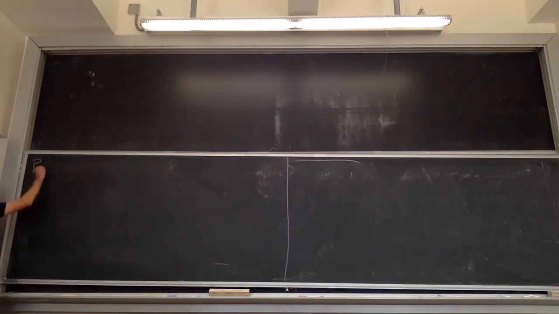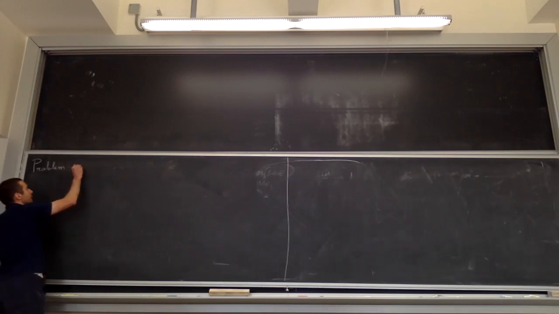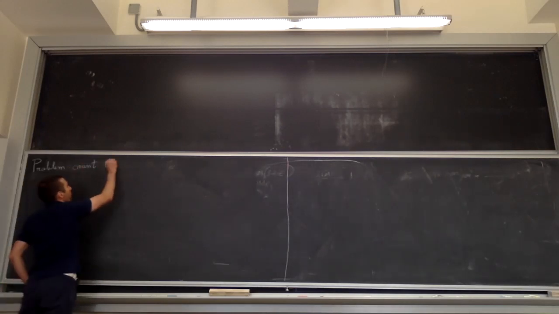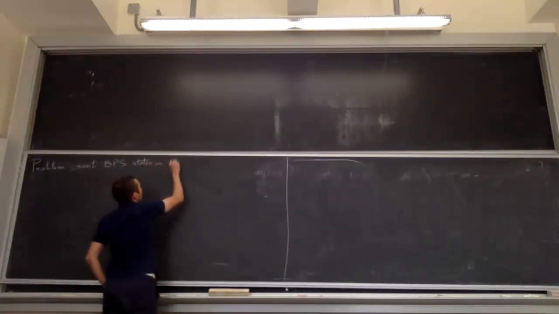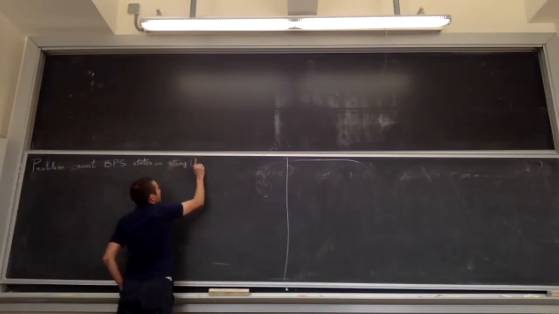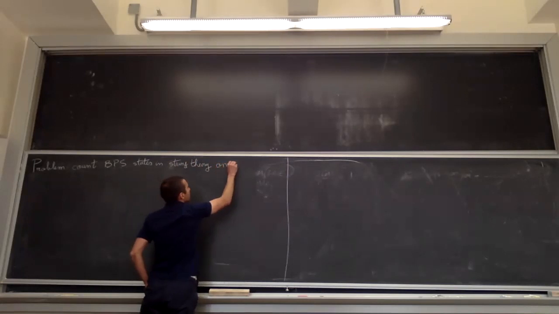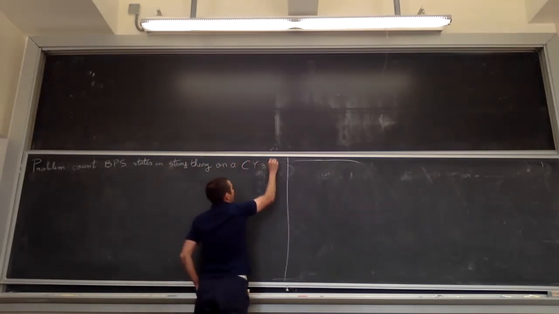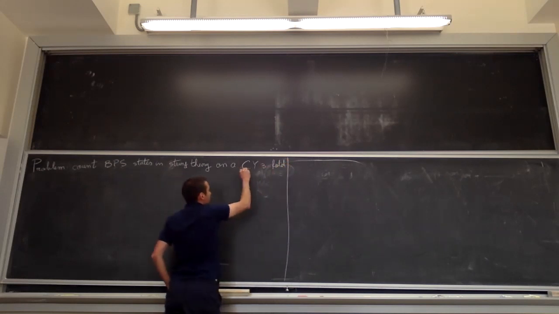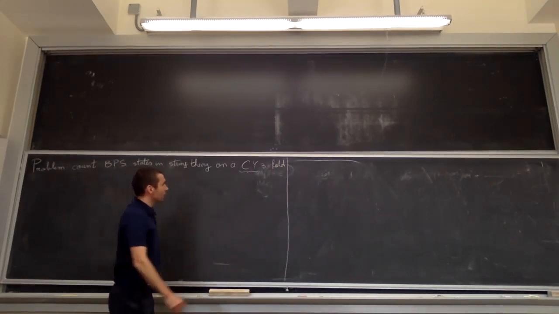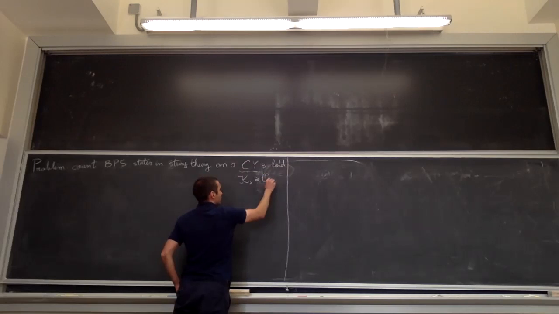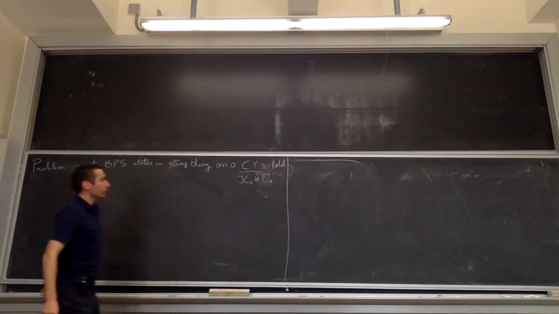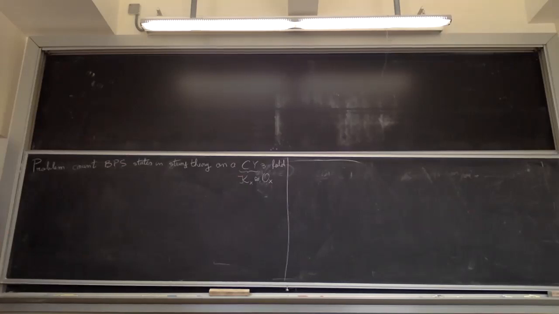All right, the problem which motivated pretty much the project that this talk is based on is counting BPS states in string theory on a Calabi-Yau threefold. Threefold is pretty clear, complex dimension three. The Calabi-Yau condition for the purpose of this talk just refers to the fact that the canonical class of this threefold is trivial. So trivial canonical sheaf, that's what being Calabi-Yau means.